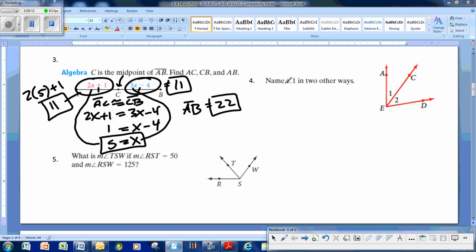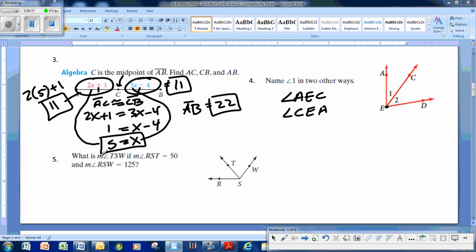A couple more to go here. Name angle 1 in 2 other ways. Here's angle 1 right here. So I'm going to name that a different way. I'm going to pick the 3 points traveling around there, making sure E is in the middle. So angle AEC would be one way. And going back the other direction, angle CEA would be the other way. All right, so that's how you name angles differently.